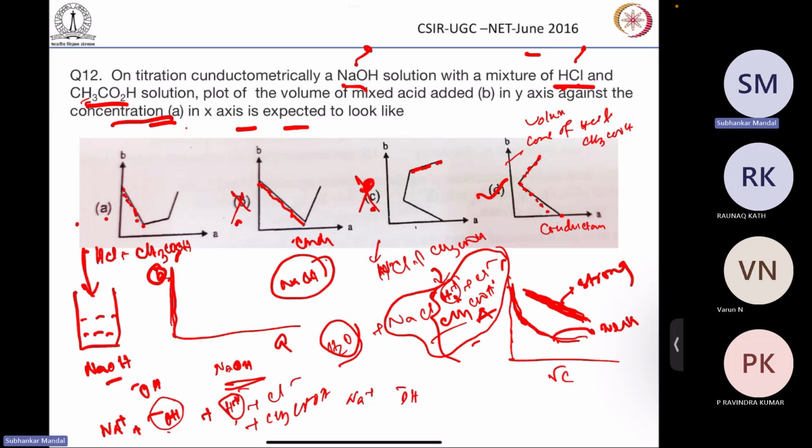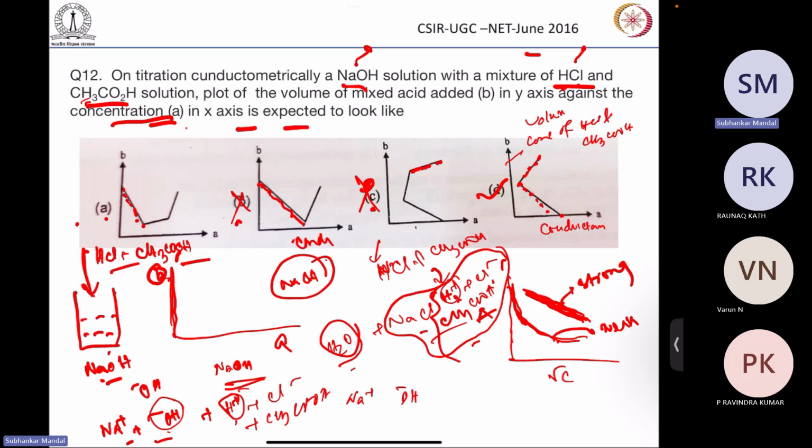So I can just recap all these things. Basically you have NaOH solution in the container and you are adding HCl and acetic acid, and that will neutralize and form NaCl and water. So that means in your solution the H plus and OH minus concentration is decreasing. For this your conductivity value will decrease. When it goes to the equivalence point, your conductivity value is at its lowest.